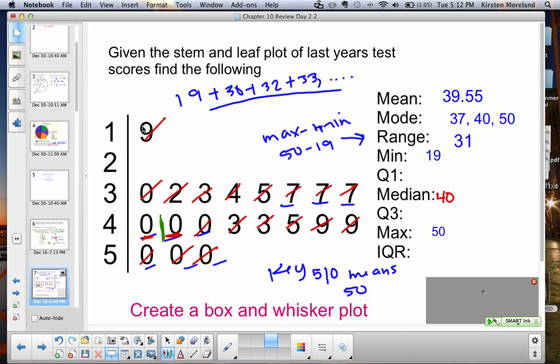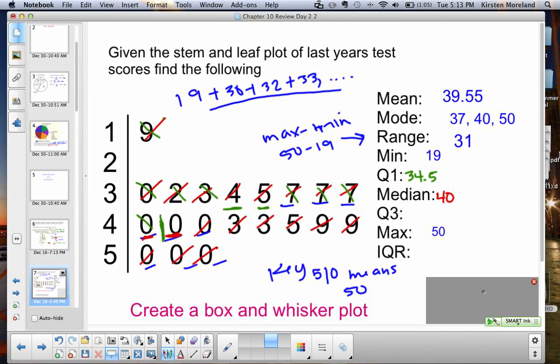So I'm going to do the same thing, but I'm going to use green instead and cross out pairs only on the lower half. So notice it's between 4 and 5, so 34 and 35, so Q1 is halfway between that, which is 34.5.